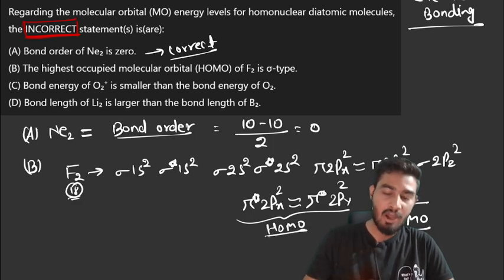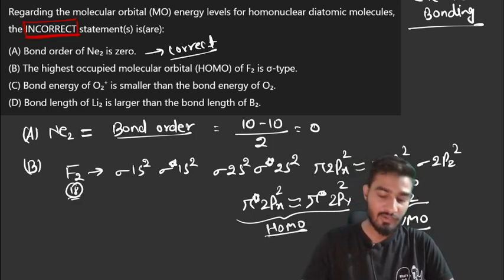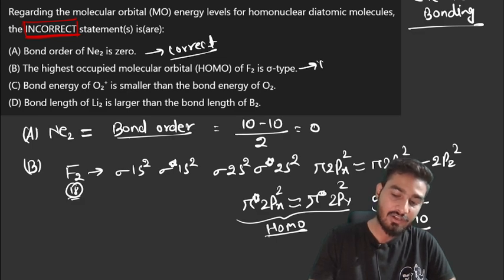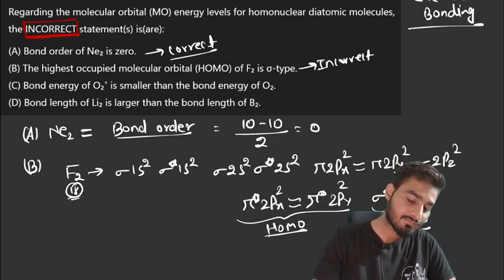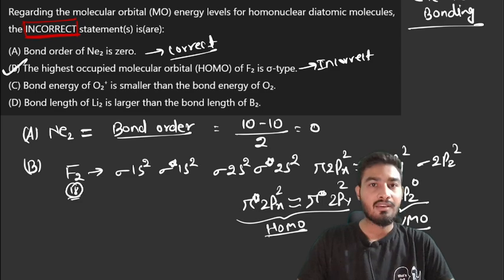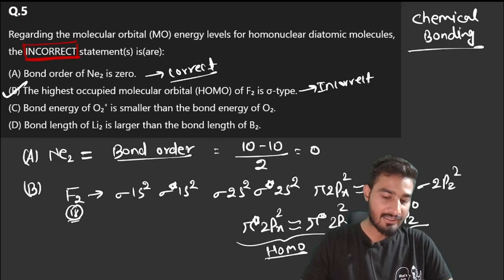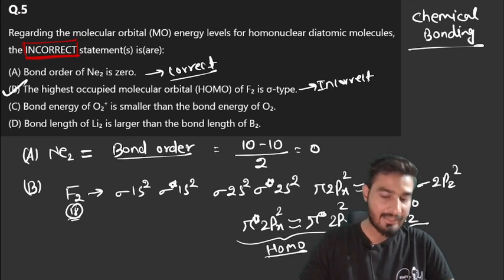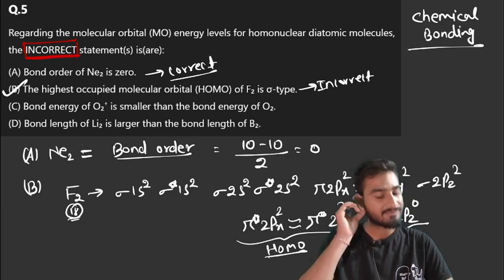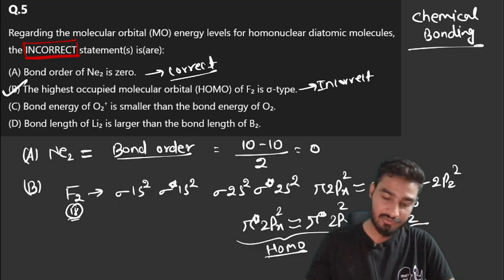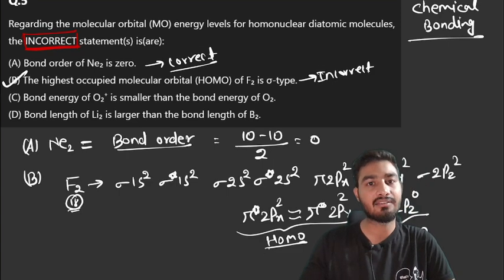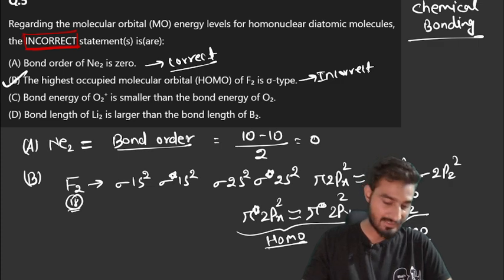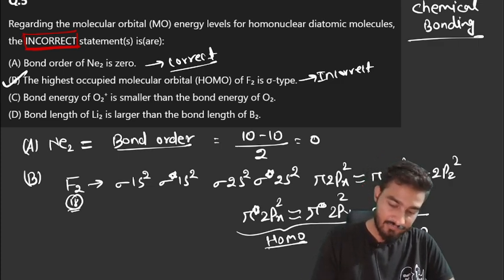So is the HOMO sigma or pi? HOMO is pi. So in that case this statement is incorrect, so this will be our answer. But this question, I forgot to write it here, is actually a multiple choice question, and in a multiple choice question more than one option can be correct. So let's see one more option.